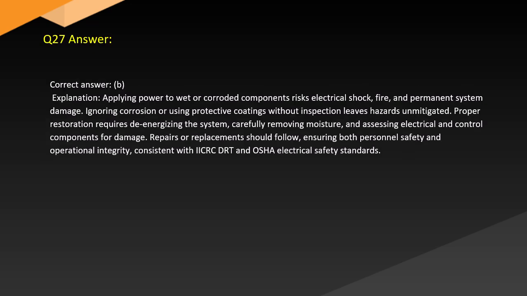Answer. Correct answer: B. Explanation. Applying power to wet or corroded components risks electrical shock, fire, and permanent system damage. Ignoring corrosion or using protective coatings without inspection leaves hazards unmitigated. Proper restoration requires de-energizing the system carefully, removing moisture, and assessing electrical and control components for damage. Repairs or replacements should follow, ensuring both personnel safety and operational integrity consistent with DRT and OSHA electrical safety standards.